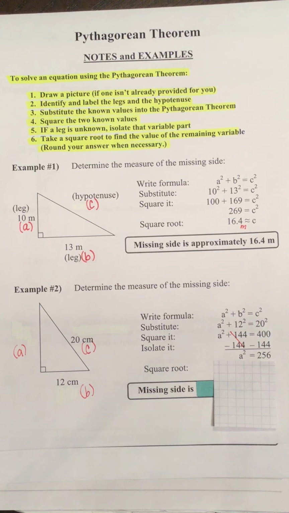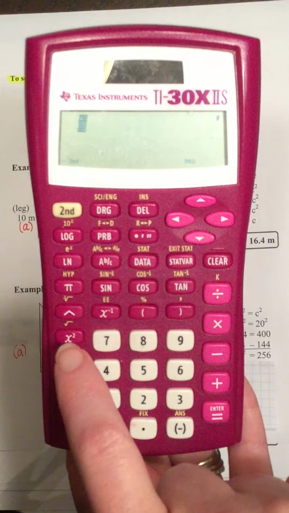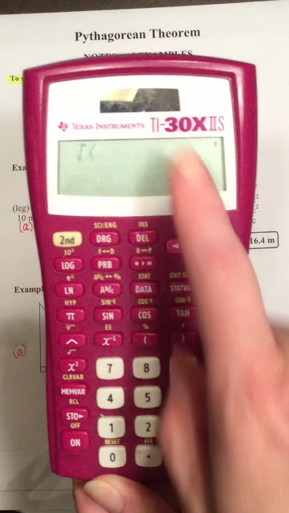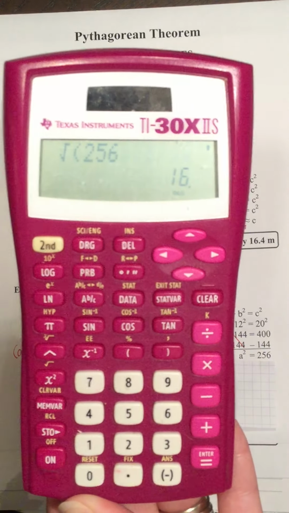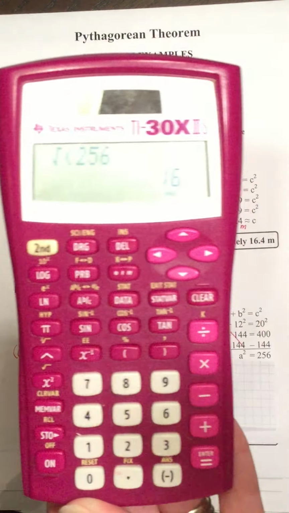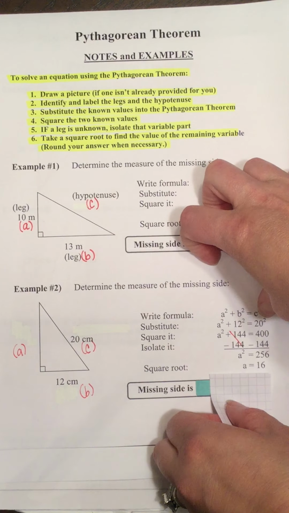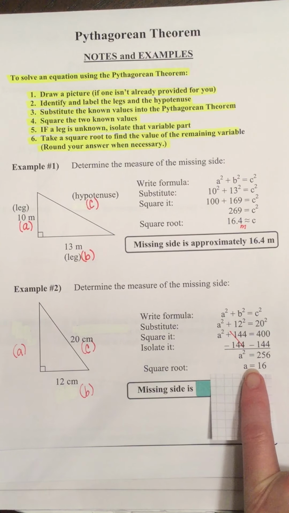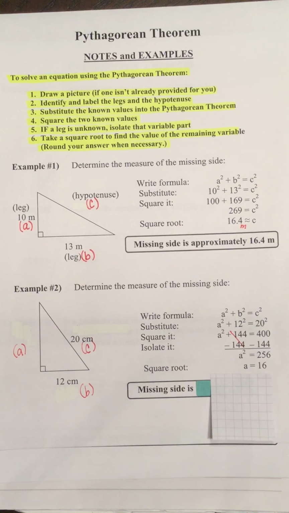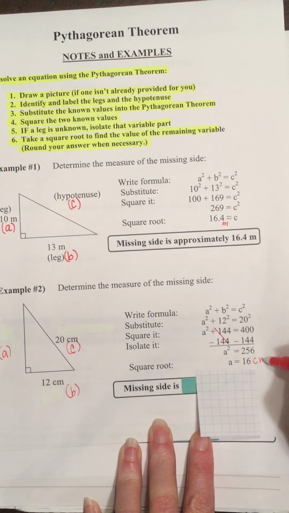So we're going to use that square root. Again, if you have this calculator, you would push second and then the x squared key to get that square root symbol, and our number is 256, and then you'd push equals. And when we do that, we get just a plain old 16. It comes out nice and even. So our missing side is A equals 16. If we're not getting a decimal, then you can use the equal sign. And it's not just 16. You have to remember your label. So this is 16 centimeters.